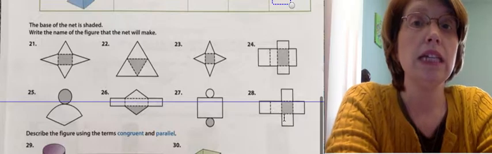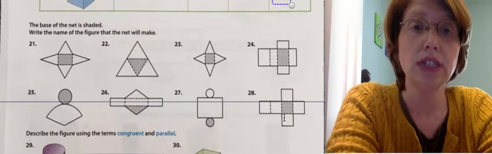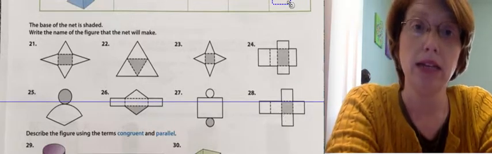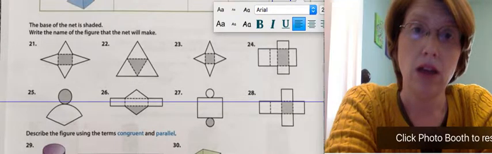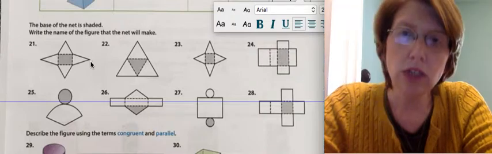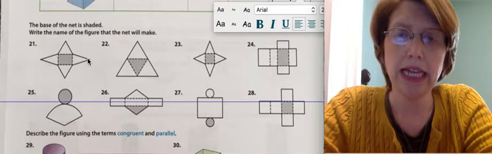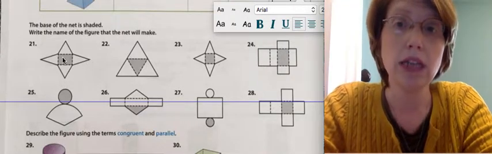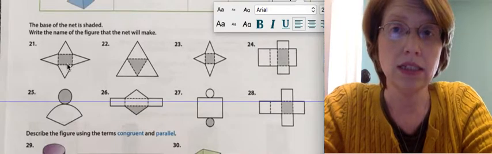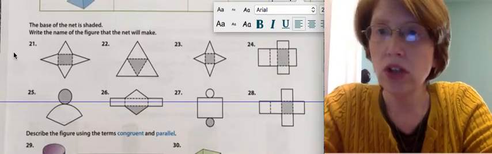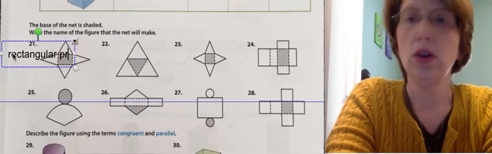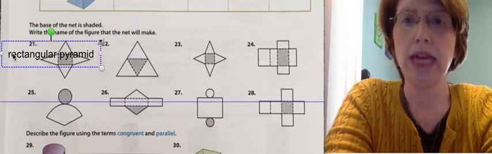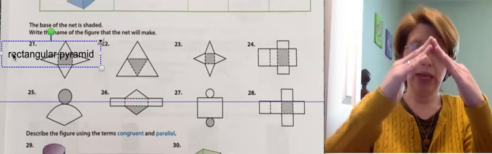Now, we need to be able to tell the difference between a prism and a pyramid. So this one, look how all of these have points at the end. So that's going to come to a point. But what's the base? The base is a rectangle. So this is going to be a rectangular pyramid because it's going to come to a point.